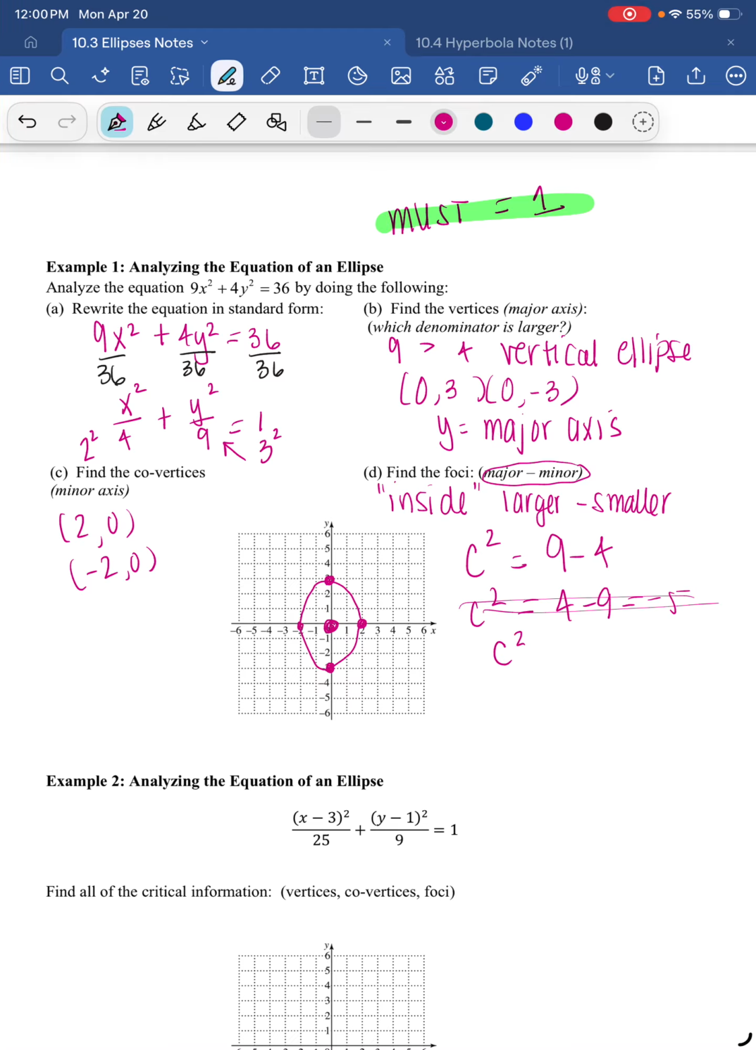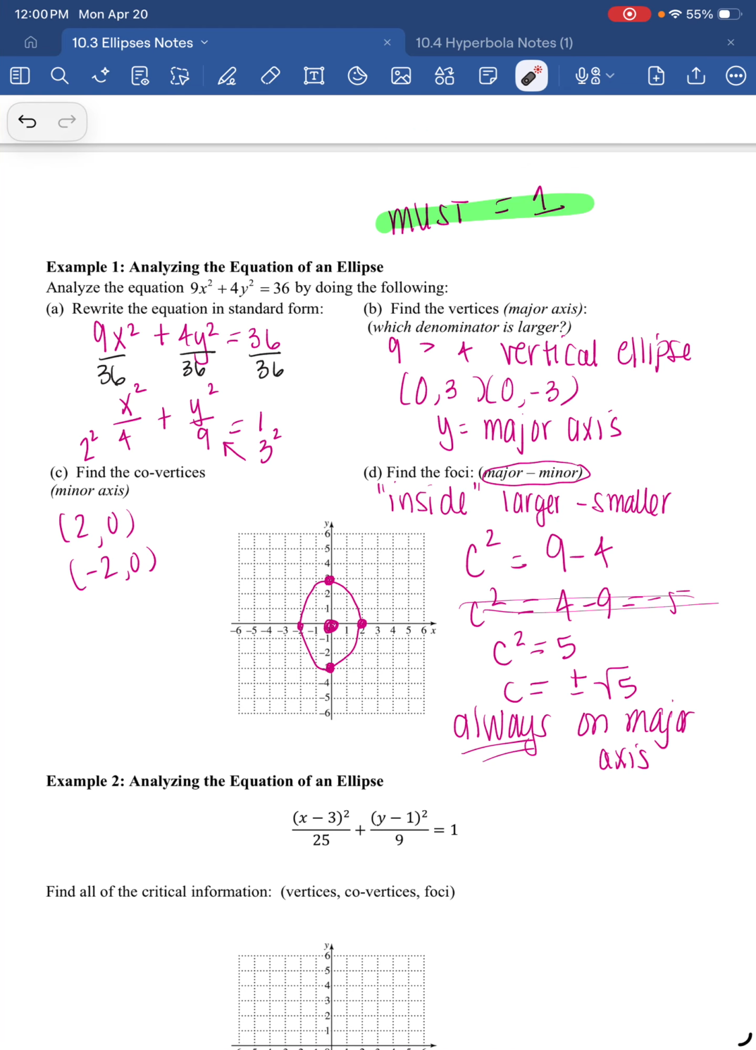You can't square root a negative number. That's another way that you're going to know whether or not you did it right. So c squared is going to be 5. c is going to be plus or minus root 5. That is my focal distance. It is always, always, always on the major axis. In this case, this is taller than it is wide, so y is my major axis.